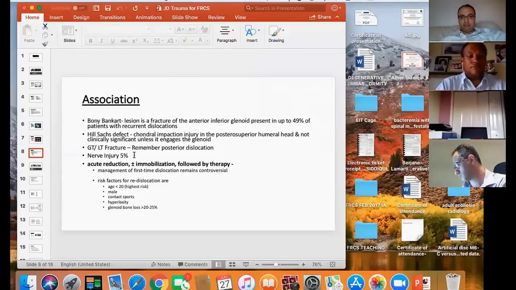Okay. I think that's a very nice upshot. So you need to bring in the BESS guidelines on shoulder dislocation. That means you are quoting the literature, and you are getting the marks. And there is a very good algorithm by BESS.